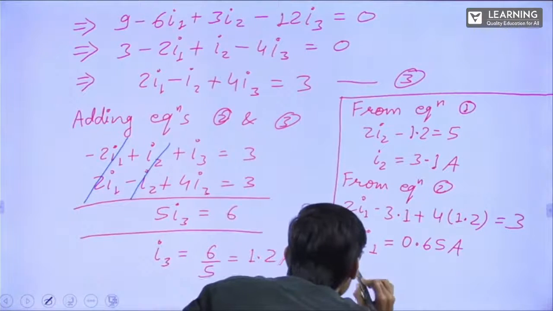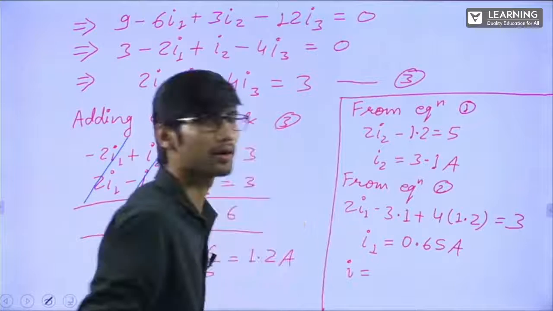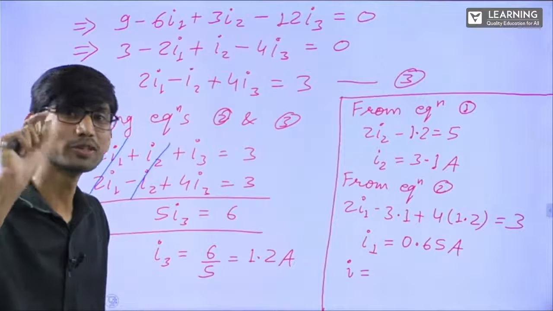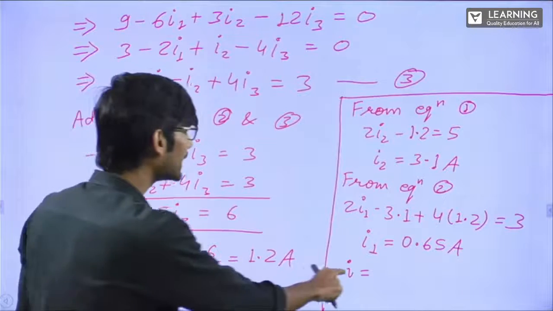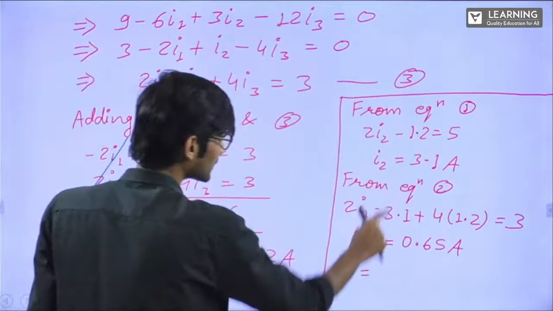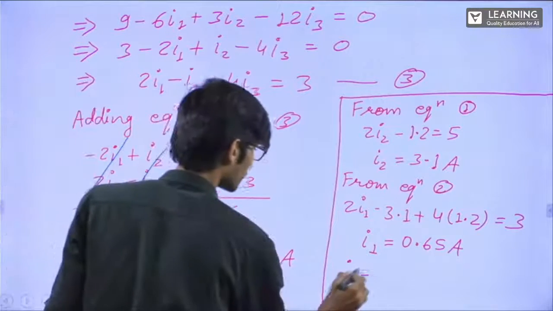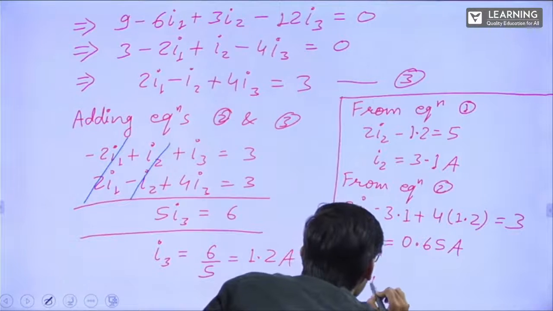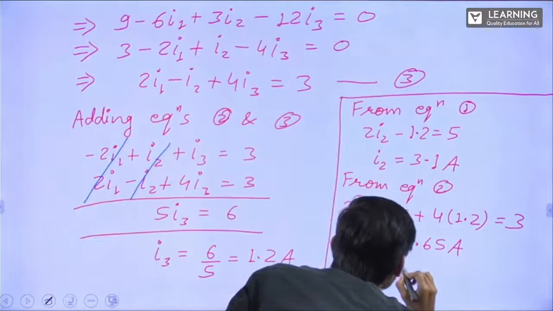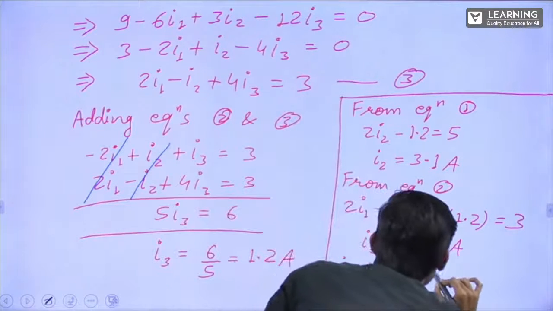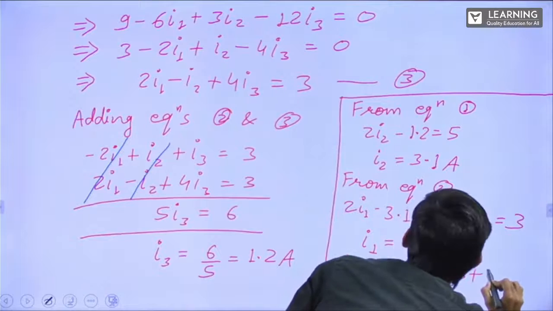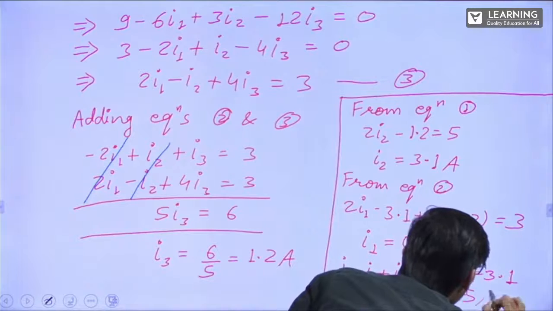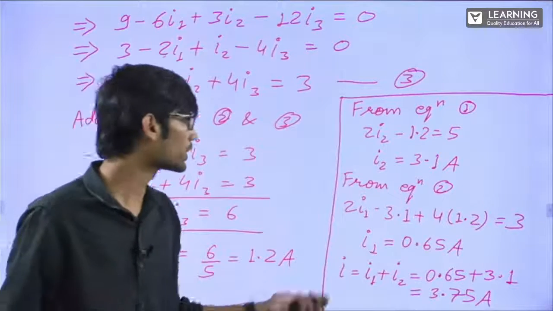I will be equal to I1 plus I2 plus I3? No, always remember, you took I, you distributed I as I1 and I2. So I is I1 plus I2, that is 0.65 plus 3.1, that is 3.75 ampere. Clear? Now you got the current.